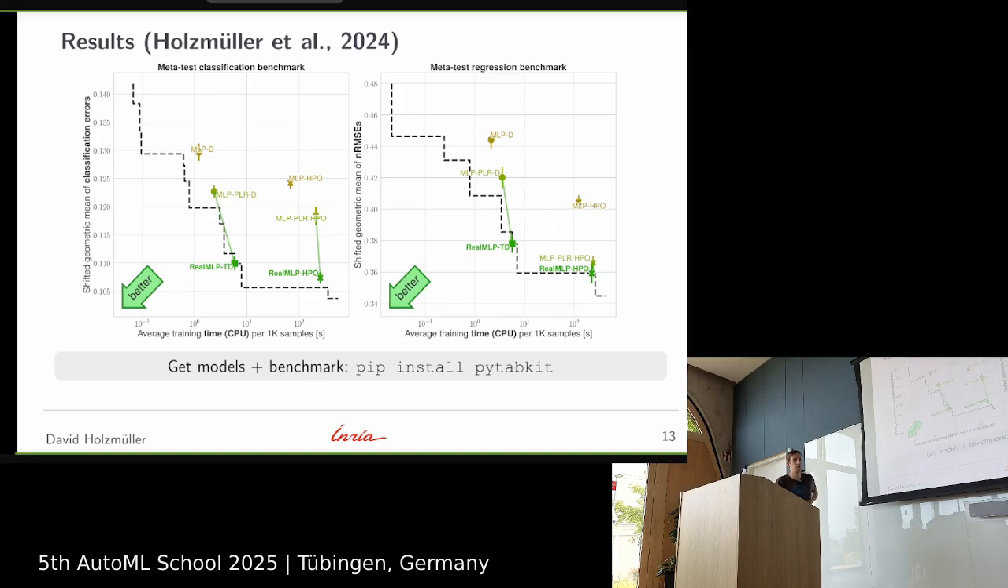We do outer cross-validation, but not inner. You learn the hyperparameters on some tasks and then... Yes, this is the meta-test, which is disjoint from the meta-train.